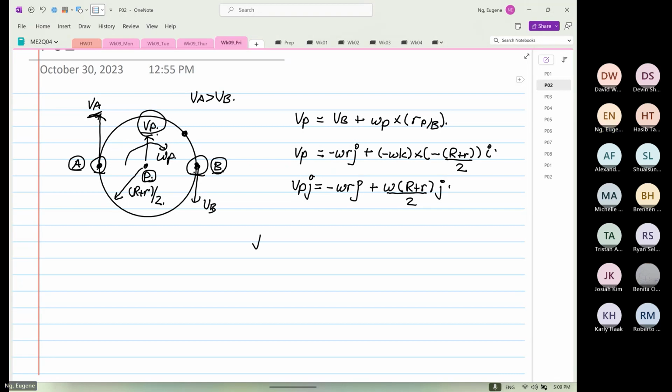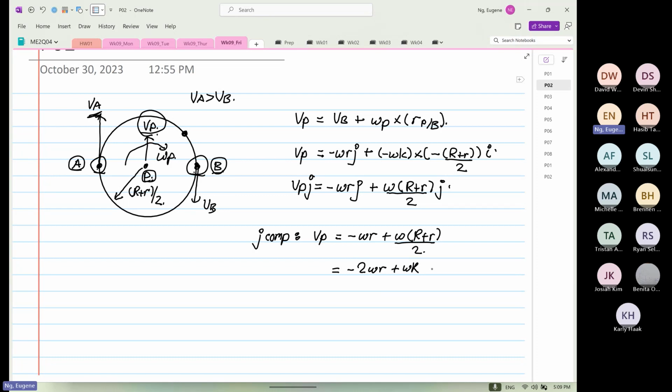So from here, we relate with J component. We have VP is equal to minus omega R plus omega R plus R divided by 2. So this is equal to minus 2 omega R plus omega R plus omega small r, and the whole thing divided by 2. So this will be equal to omega R minus R divided by 2. Omega R minus R. Okay.